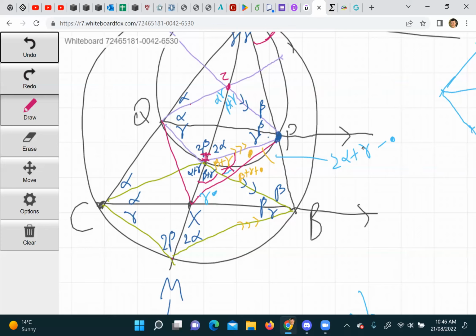Is that true? If this is a kite, then this equals this, and we also know QI, because it's the midpoint. So that means I is the circumcenter.